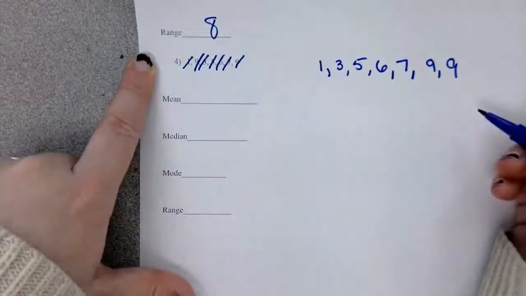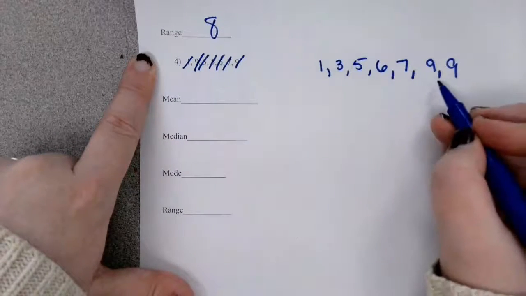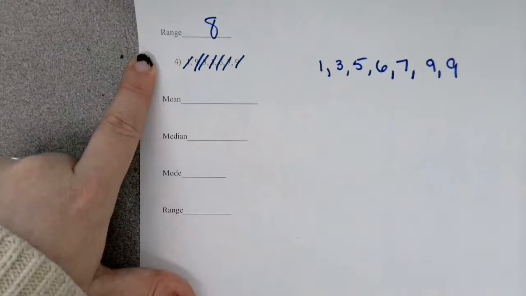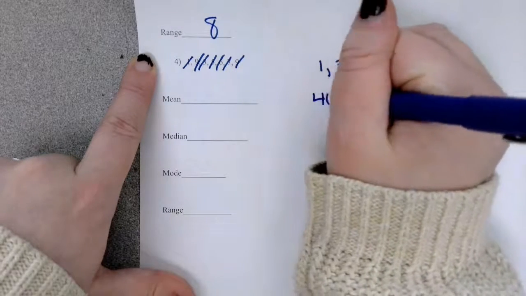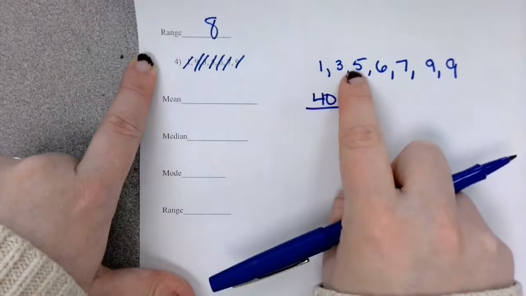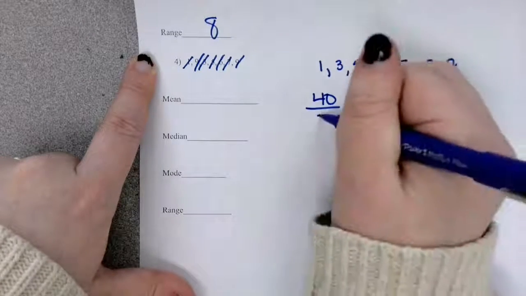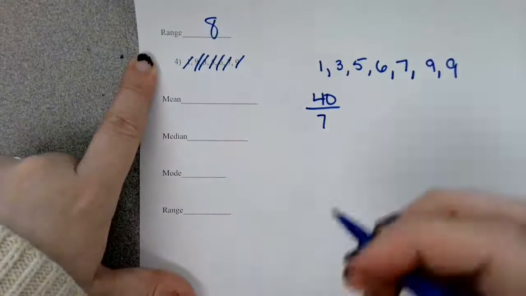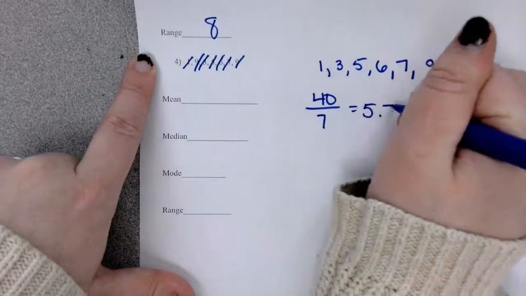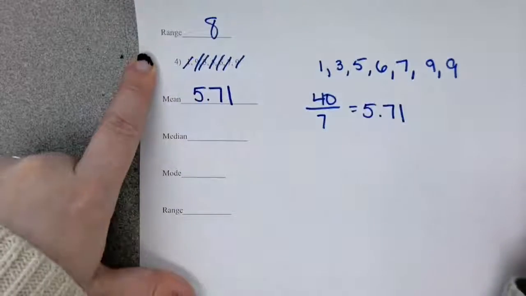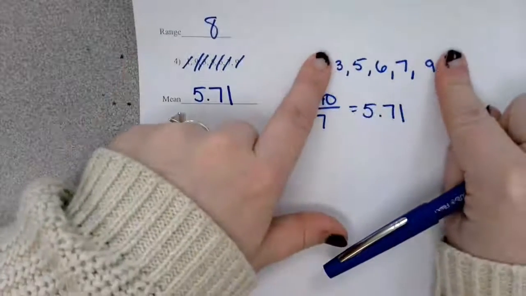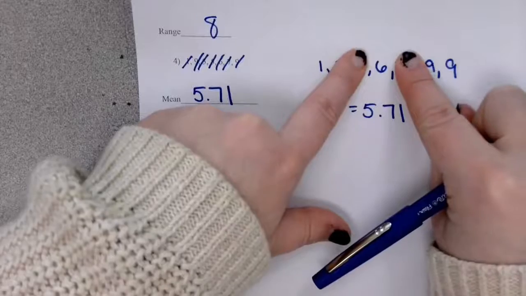Nope, I'm good. My mean is add them all up and divide by the total. I get 40. Divide by the total. 1, 2, 3, 4, 5, 6, 7. Gets me 5.71. I'm just going to leave it as 2 decimal places. My median is my middle number. Cover, cover, cover, leaving 6.